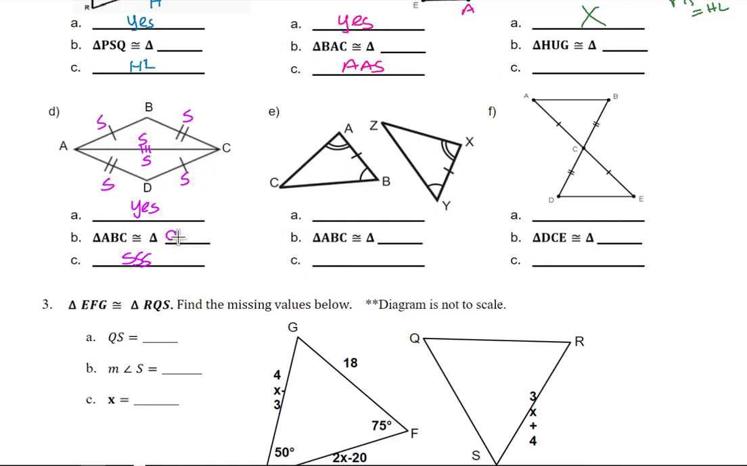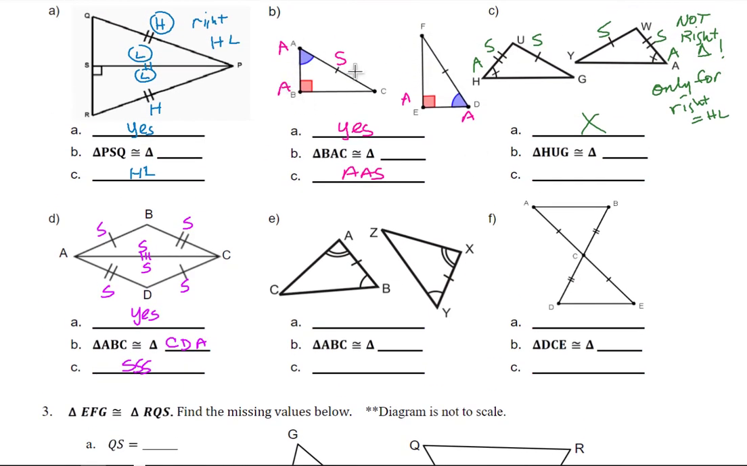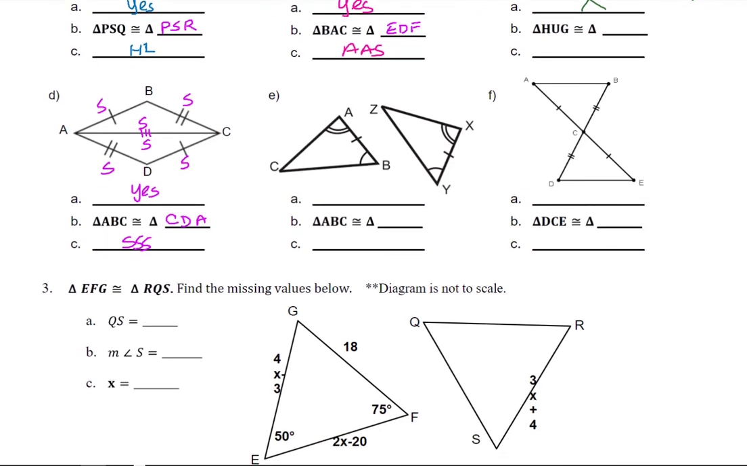The side is the included side between angle A and angle B, and between angle Y and angle X. So I'm going to go ahead and fill those congruence statements back in. So over to E, we have angle, side, angle for our pattern.